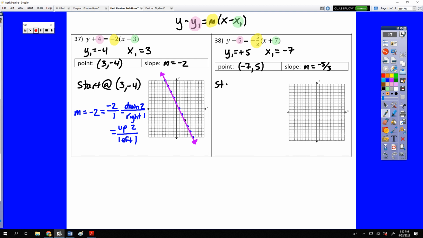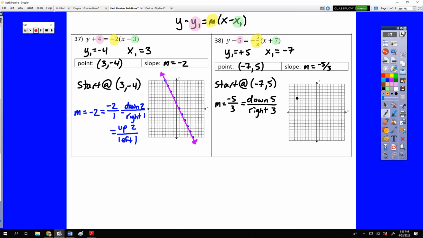So we start at the point negative 7, 5. We graph that point first, left 7 and up 5 from the origin. That is our starting point. And from there, our slope of negative 5/3 tells us we should go down 5 and right 3.